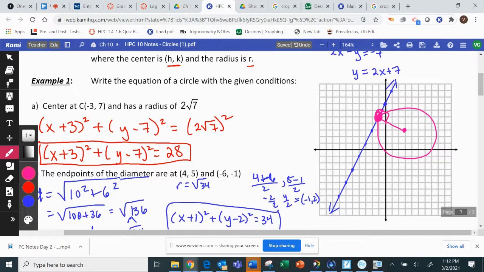So it touches one point. It's 90 degrees with the radius. We need to find the length of the radius. We know one ordered pair is (3, 3). Gracie? Flip what? The slope. Okay. So the slope of this line is 2. The perpendicular slope is -1/2.